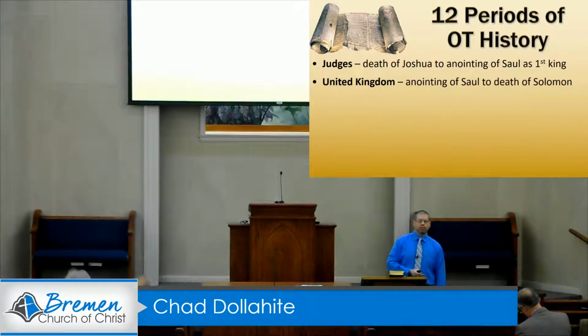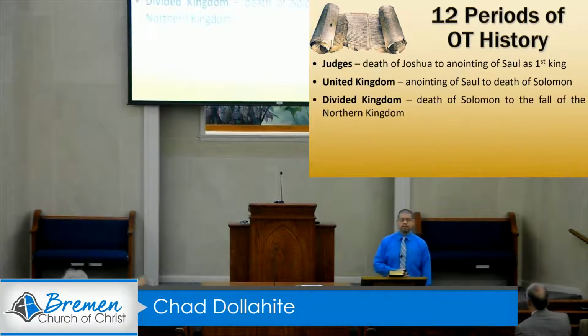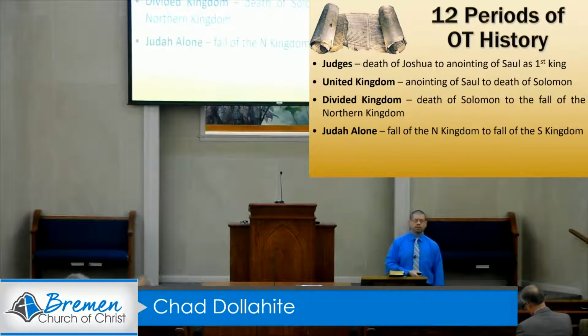So period number, what would it be, 9? 9 is the divided kingdom, and that's going to be the death of Solomon to the Assyrian captivity, or the fall of the northern kingdom to the Assyrians. And then that brings us to period number 10, Judah alone, which will be from the fall of the northern kingdom to the fall of the southern kingdom. They fell to Babylon, of course.